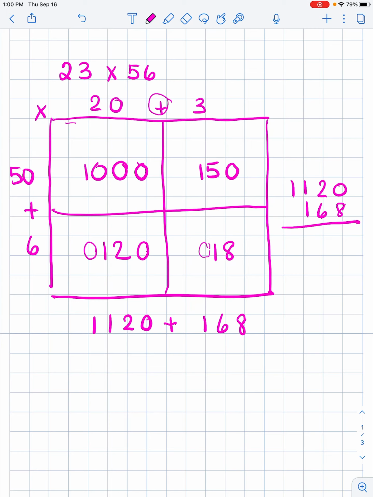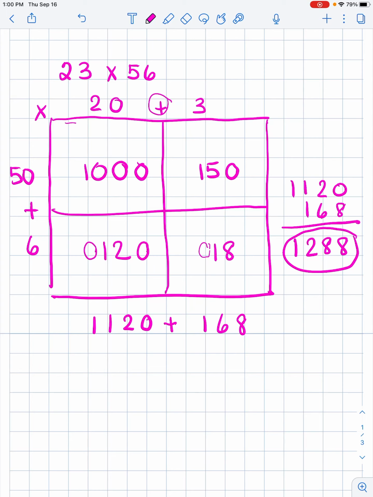168. Okay, 0 plus 8 is 8. 2 plus 6 is 8. 1 plus 1 is 2. And 1 plus 0 is 1. And so that is my final product.